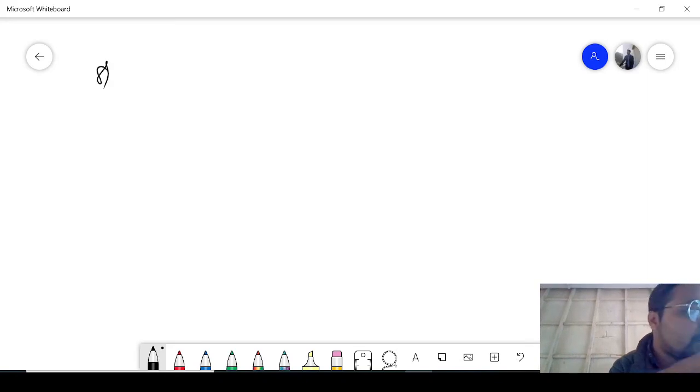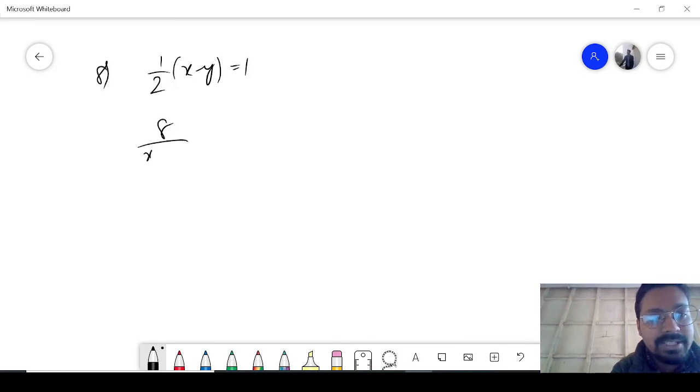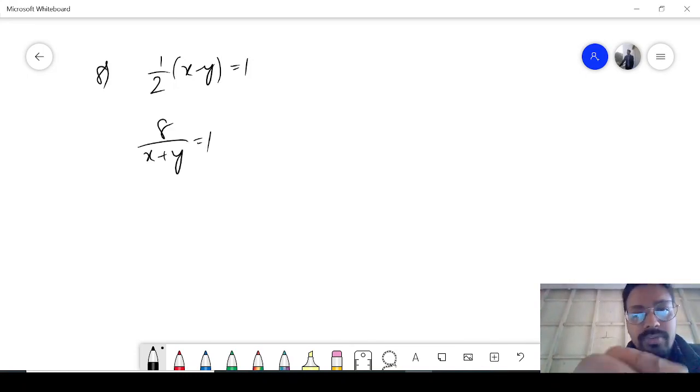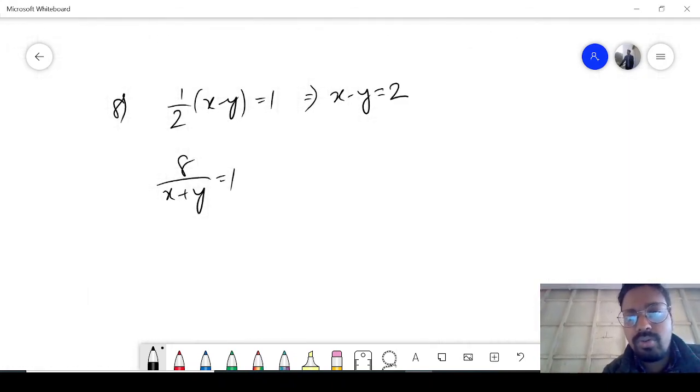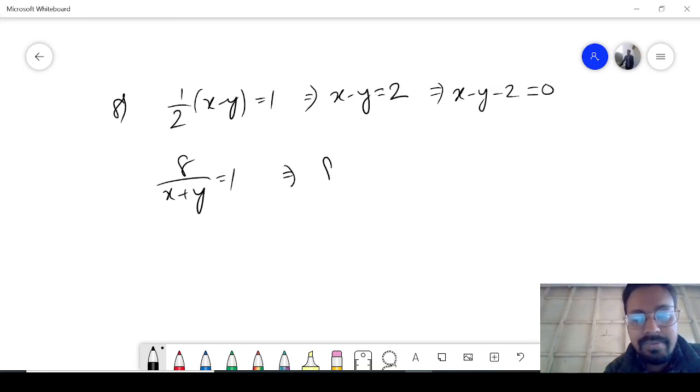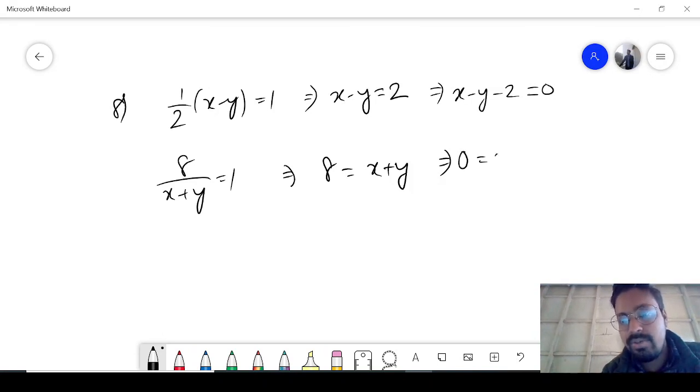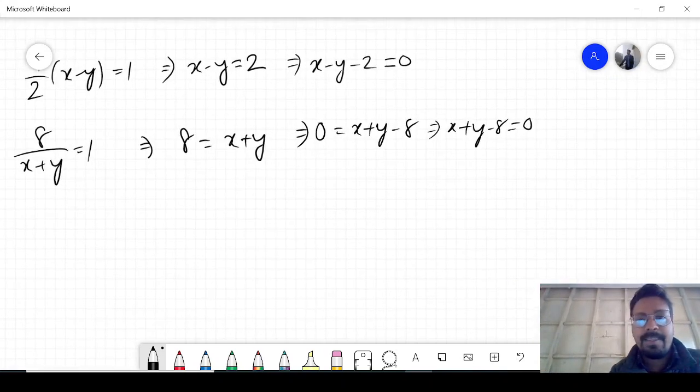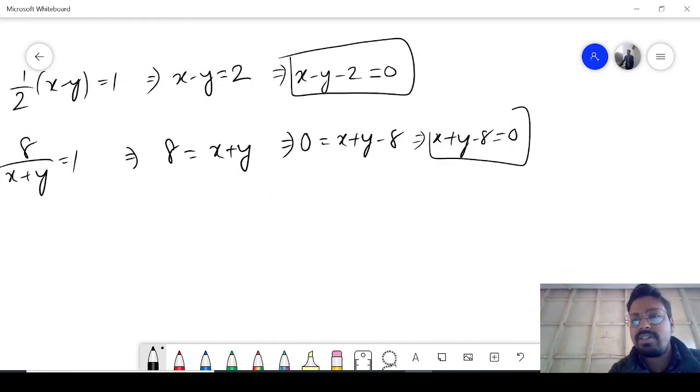For question number 8. In question number 8, we have half of x minus y equal to 1. And we have 8 by x plus y equal to 1. So first of all, we need to go for x minus y. Side change of 2 will be equal to 2. 1 into 2 is 2. So it will be x minus y minus 2 equal to 0. Okay. And here we are going to have 8 equal to x plus y. So it is 0 equal to x plus y minus 8, or we can write x plus y minus 8 equal to 0. Okay. So this is our first equation. This is our second equation.